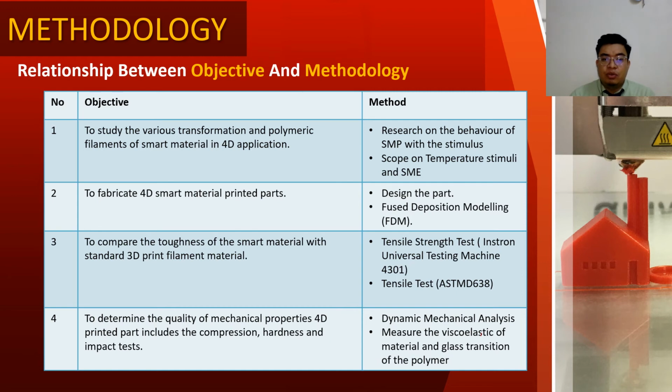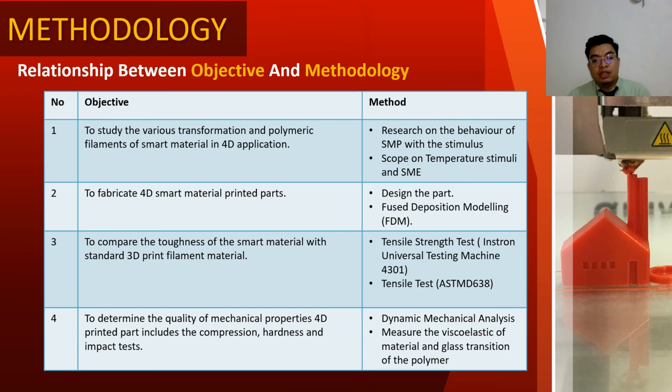Next, the objective is to fabricate this smart material printed part. The method I use is to design the part first, then I print the material by using fused deposition modeling, FDM. The third objective is to compare the toughness of smart material with standard 3D print filament material. I tackle this objective by tensile strength test using the Instron Universal Testing Machine 4301, following the tensile test standard ASTM D638. This is to have the toughness of the material analysis.